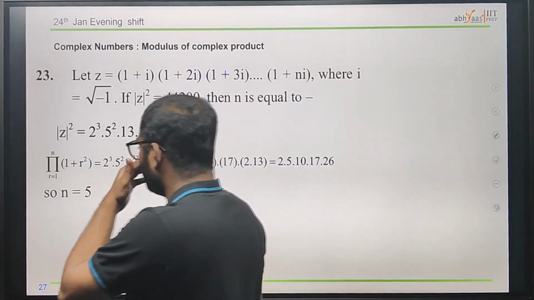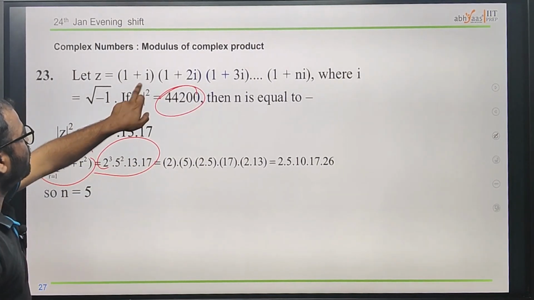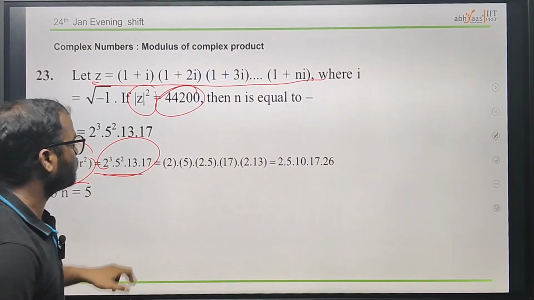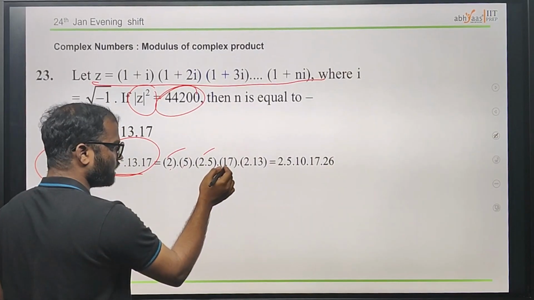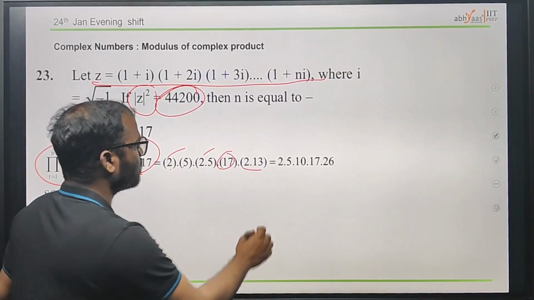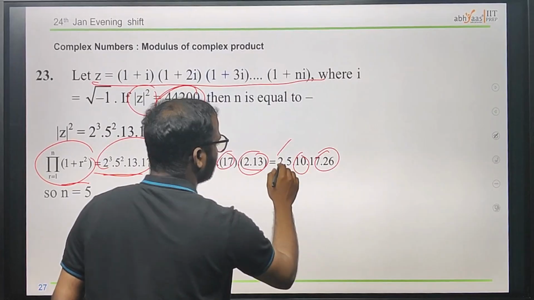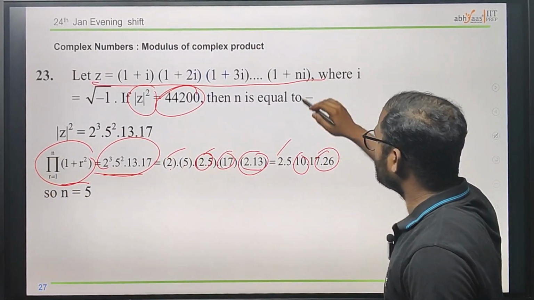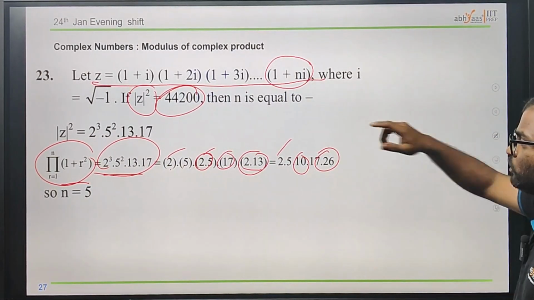After taking the product of it, which is equal to this one, just taking the modulus of all these things, which is 1 plus r square, after doing this we have 2 times 5 and 17, 2 times 13. After taking the 2 times outside, we got this 10 and the 26, which makes 5 the n, up to the last which is 5. I hope you understood that, which makes that equal to 44200.